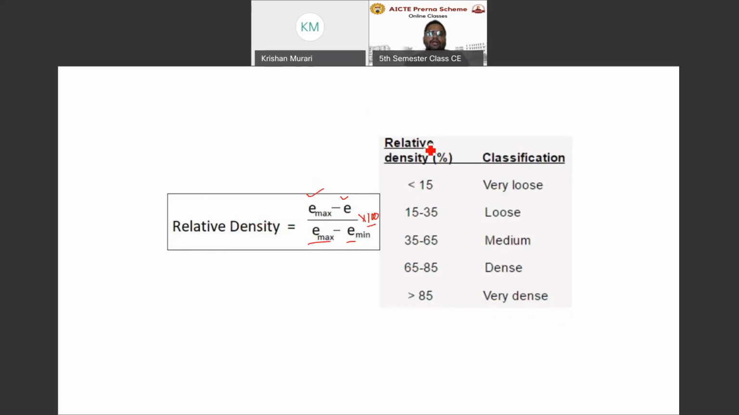If the relative density value is less than 15, that soil is very loose. You have to compact or improve the density of that soil. And these are the limits for the soil. If the relative density varies from 15 to 35, that is a loose condition. If 35 to 65, that is a medium condition. If 65 to 85, that is a dense condition. If the value of relative density is greater than 85, that means the soil is in a very dense condition.